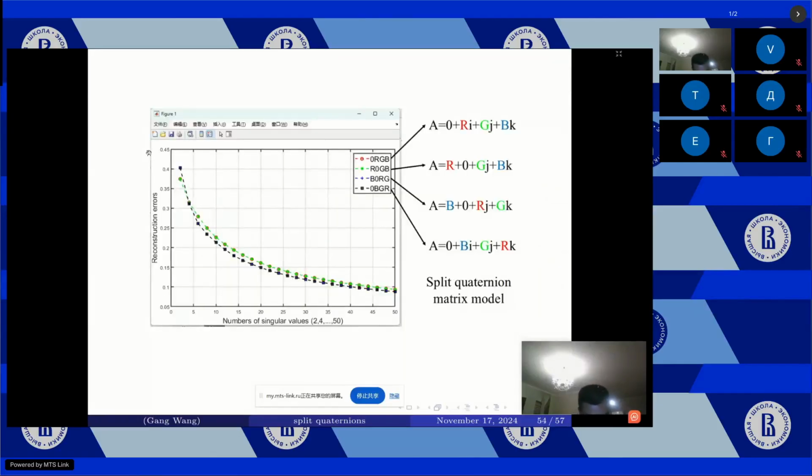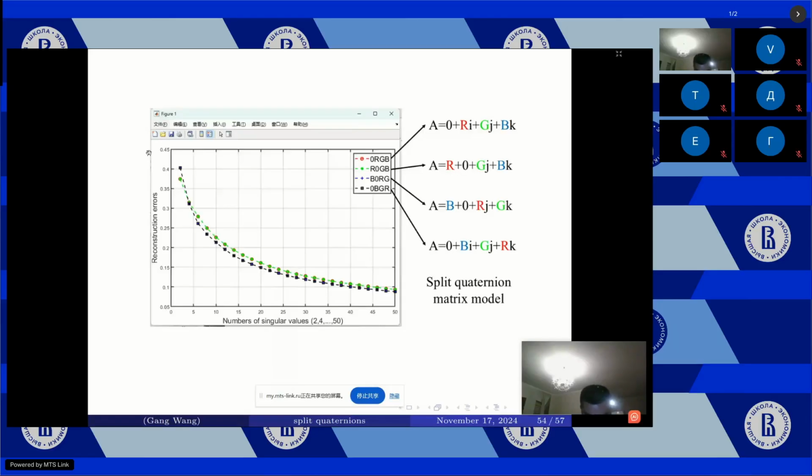Next, here we use two images to illustrate the non-equivalent component representation of the split quaternion matrix model. Specifically, we select three different components of the split quaternion matrix to represent color images and demonstrate the notable difference in reconstruction quality.